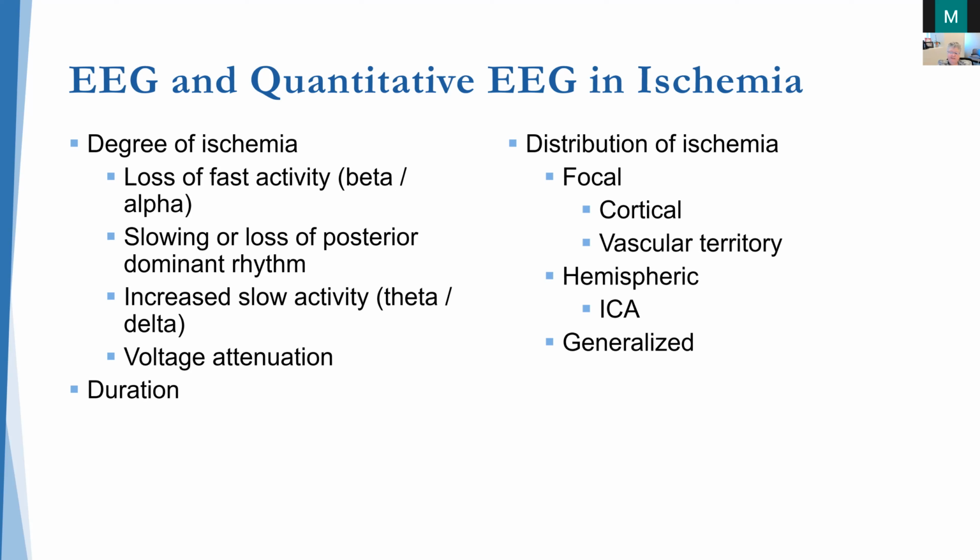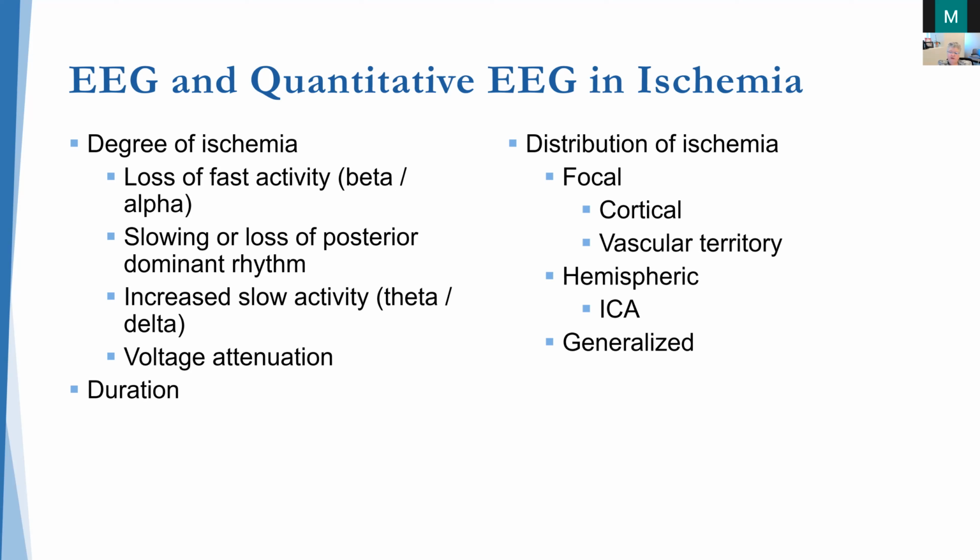The other point to make is that the distribution of ischemia is also very important in terms of whether we will be able to pick it up on EEG. So when we're seeing focal ischemia, usually there needs to be a fairly large region of the brain that is ischemic for us to see changes. And cortical changes are more easily seen than subcortical abnormalities. Many lacunes and subcortical strokes are not detectable on EEG at all. And we would expect to see the changes on EEG in the vascular territory of the region of ischemia.